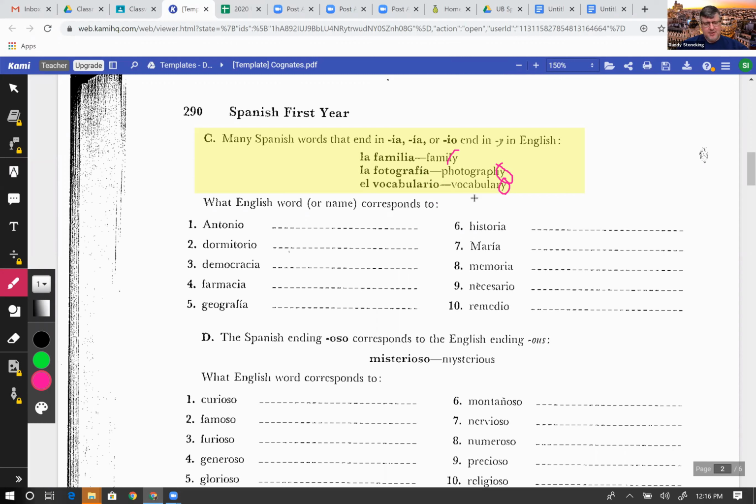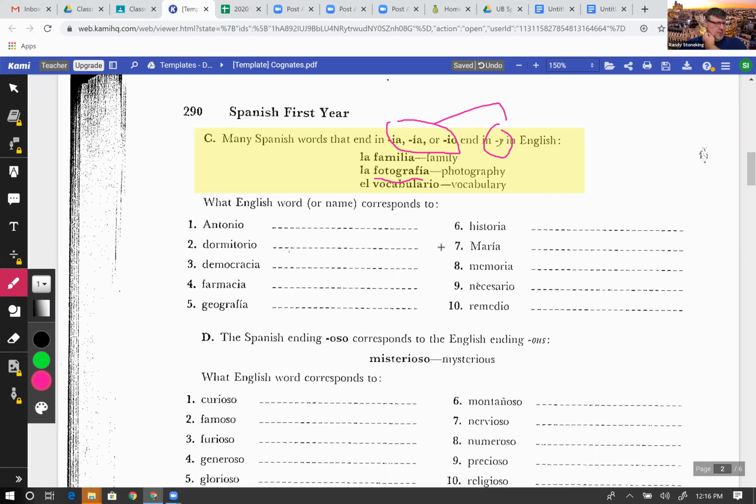Now again, sometimes we have spelling changes like in the word photograph. Spanish doesn't use the PH to make the F sound like English does. It's just an F. But from just saying that word in your mind, fotografía, you can either hear it or visually see the connection between the two words. And again, the pattern is it's either IA or IO, and that corresponds to a Y.